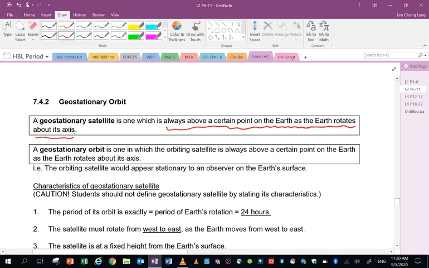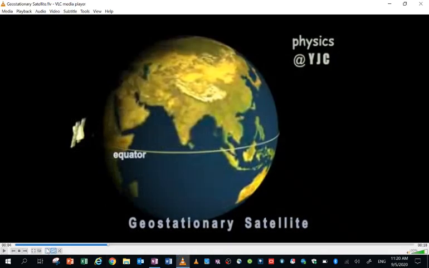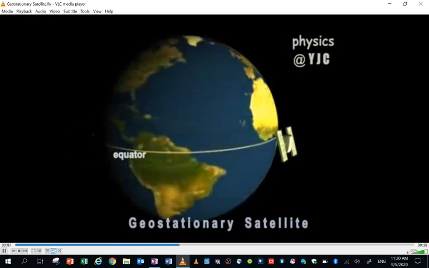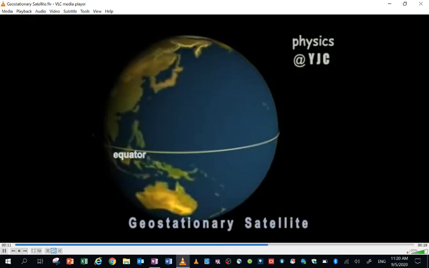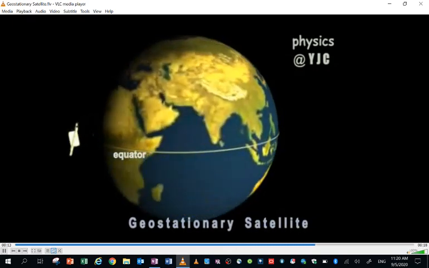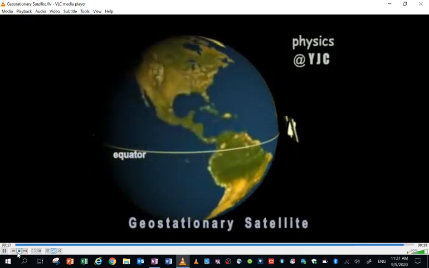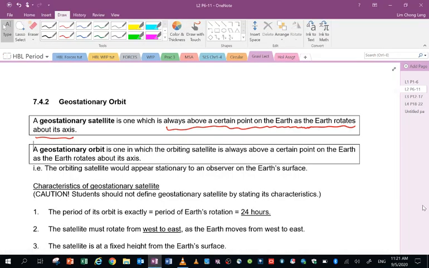So I'm going to show you a video to illustrate what a geostationary satellite is. So look at this. As the Earth rotates, the satellite appears above a certain point on the Earth. You see, it is always above that particular spot as the Earth rotates. Okay, so that is a geostationary satellite. Let's go back to our lecture.